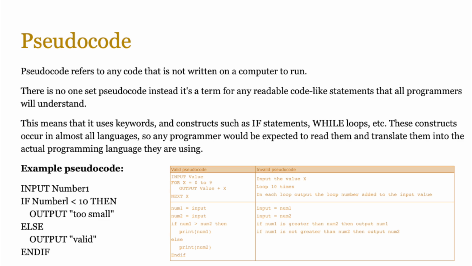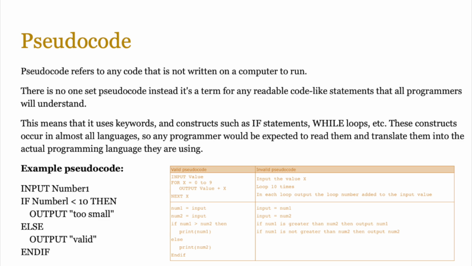Pseudocode refers to any code that is not written on a computer to run, so it's basically fake code. There is no one set pseudocode. Instead, it's a term that is used for any readable code-like statements that programmers should be able to understand. This means it uses keywords and constructs like if statements, while loops, for loops, and these constructs occur in almost all languages, so any programmer would know what to do if they encounter a bit of pseudocode.